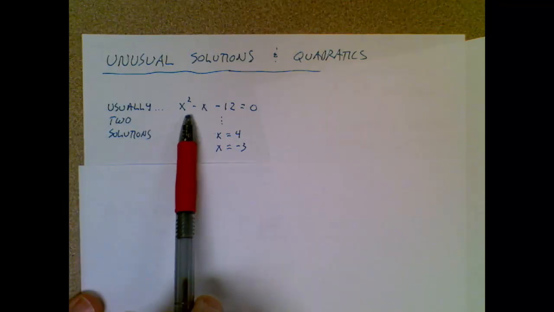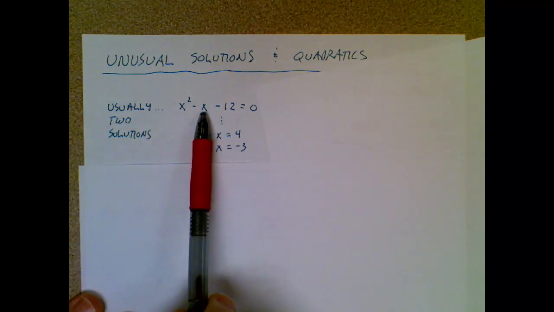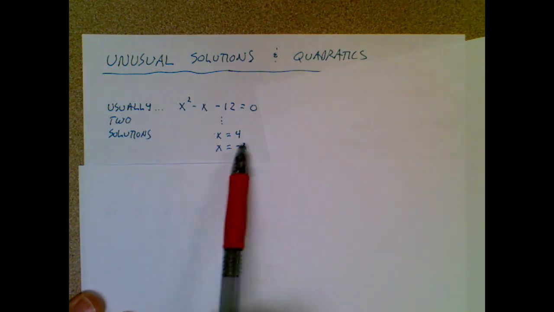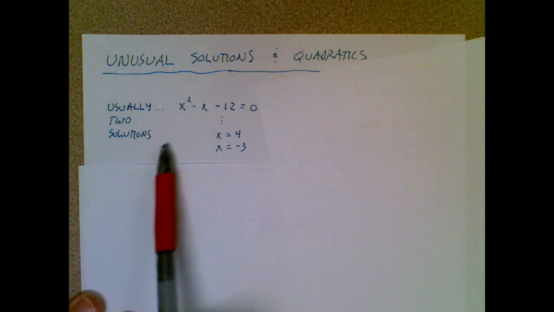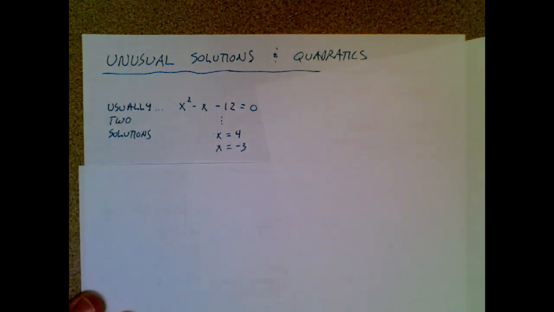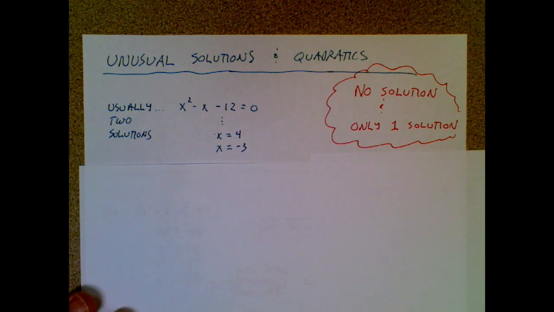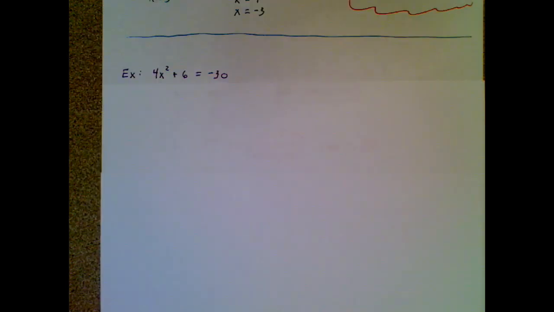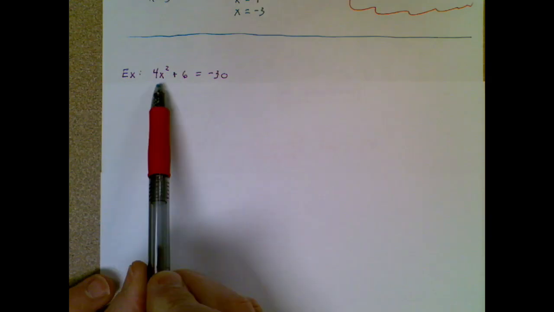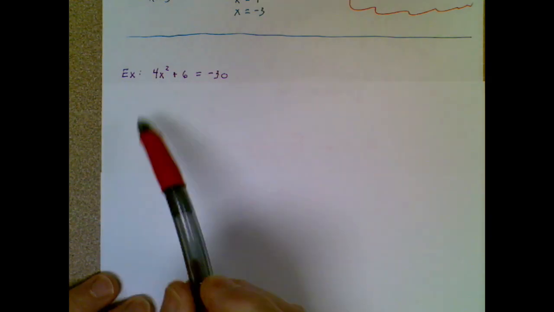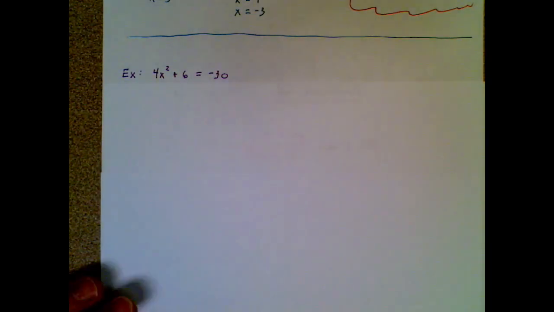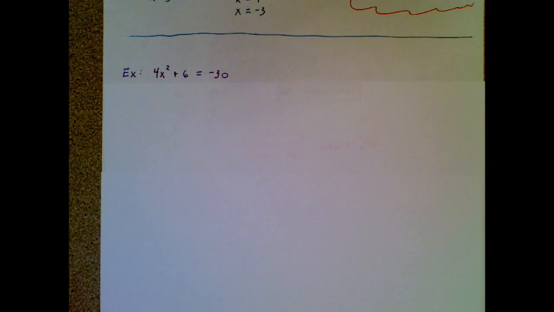Lately, we've been working with quadratic equations like this, and under normal circumstances, we'll end up getting two solutions to that equation. But today, we're working with something unusual, and we're going to find situations where we either get no solution or maybe just one solution. Here's an example where I'm going to solve this quadratic equation using the square root method, and something weird's going to happen along the way.